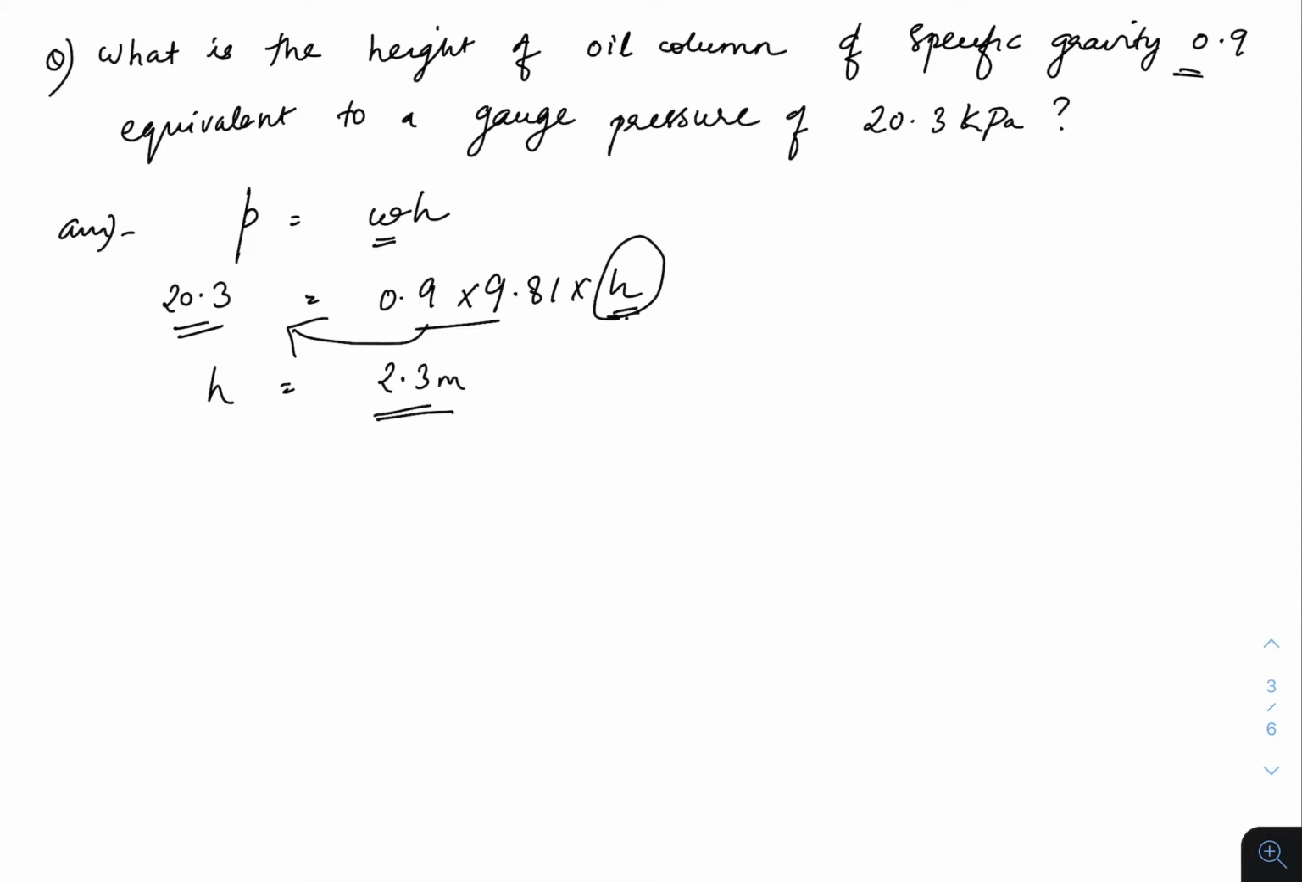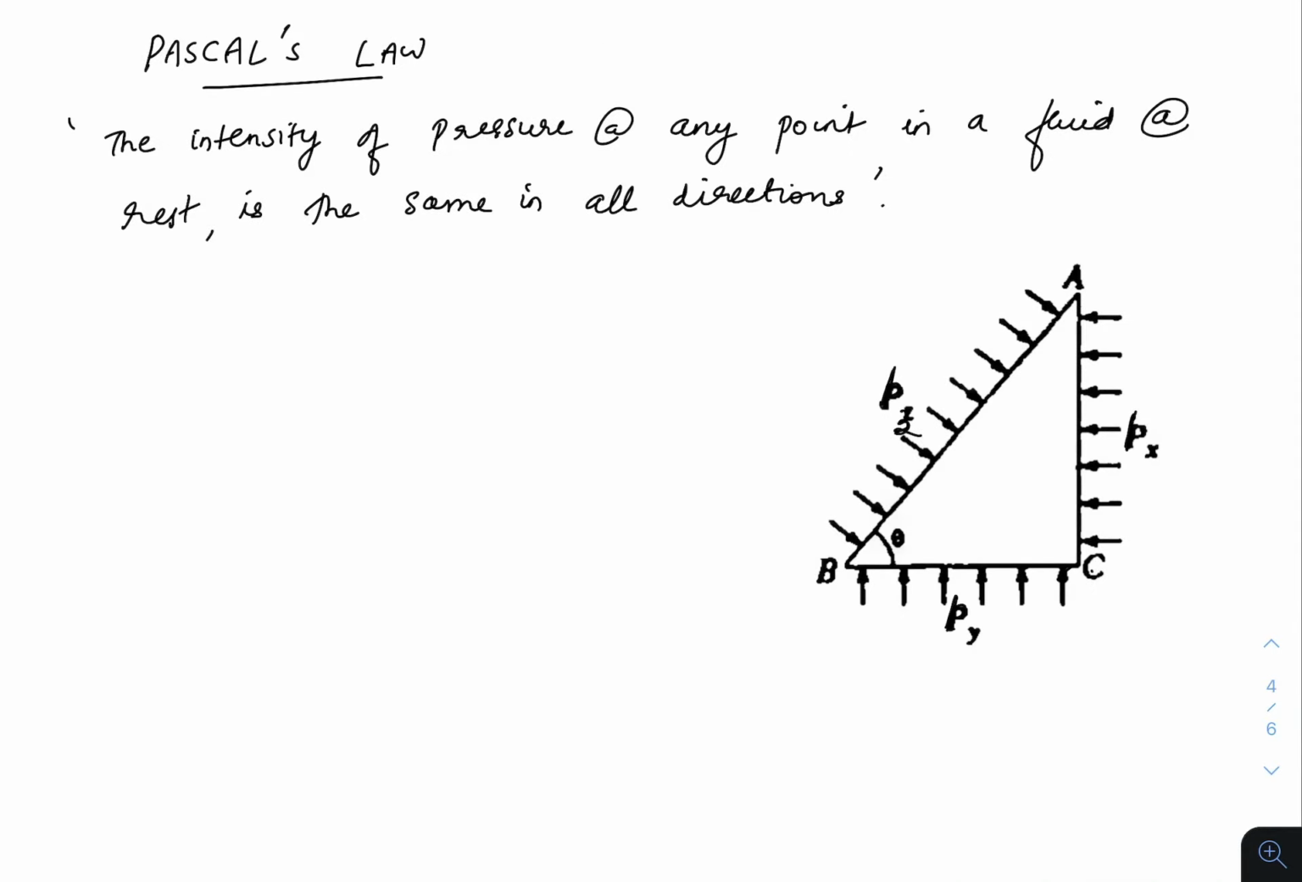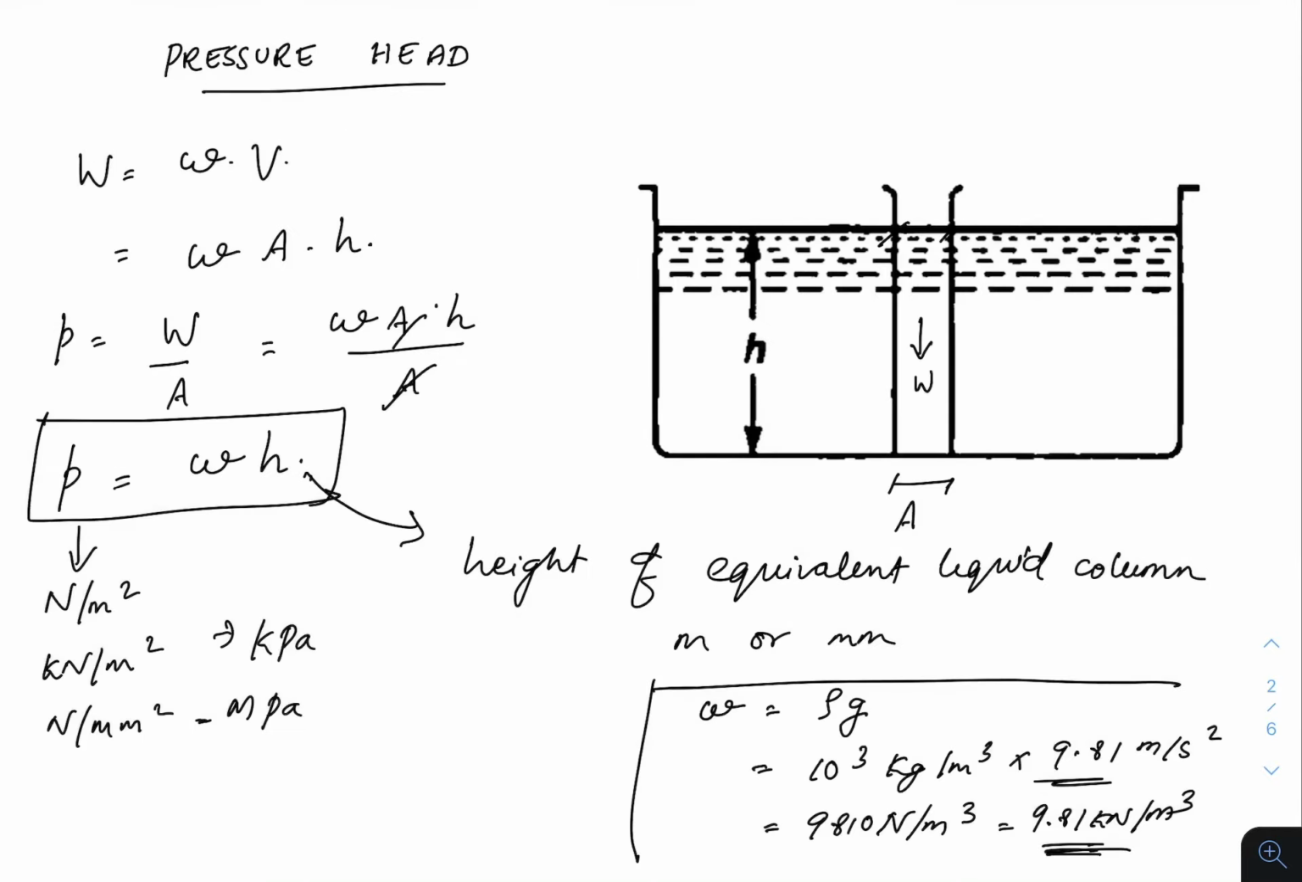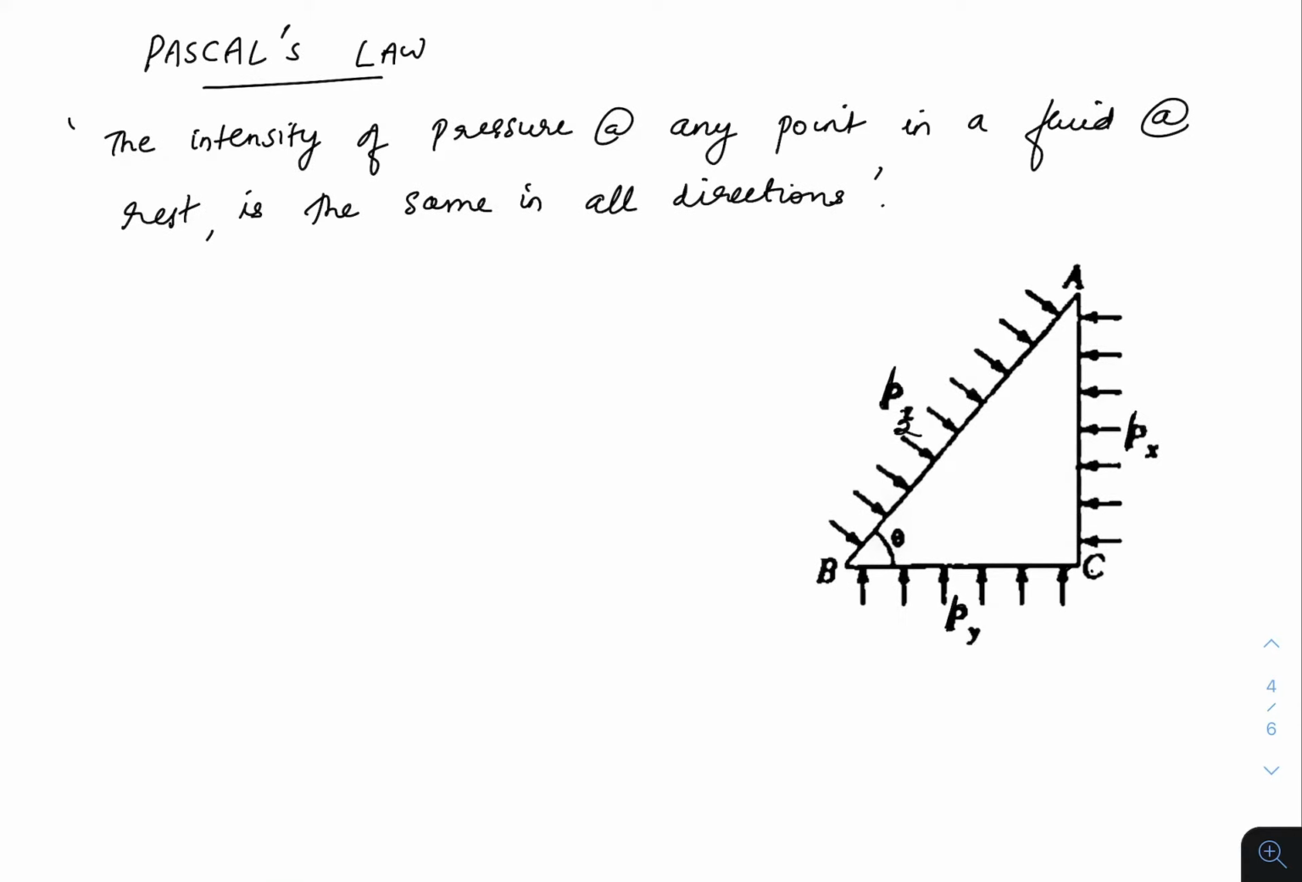So that's done. Now the next one, Pascal's law. For the derivation of Pascal's law, we are taking a triangular element in this liquid column. That triangular element has a weight downwards, which we are ignoring because it is a very small area. Pascal's law states that the intensity of pressure at any point in a fluid at rest is the same in all directions.